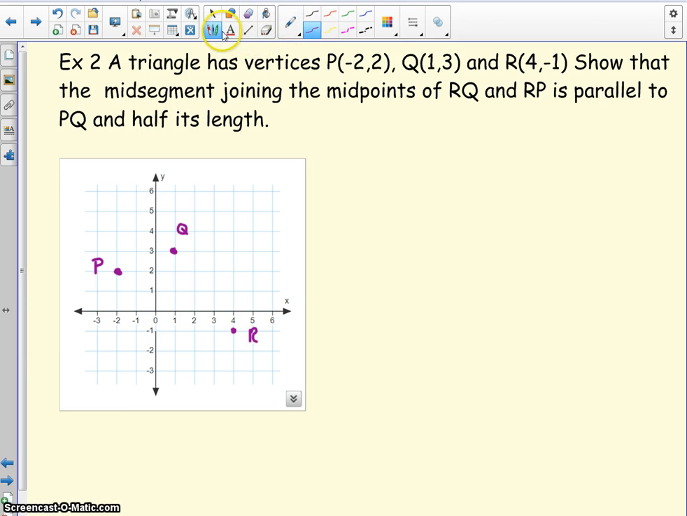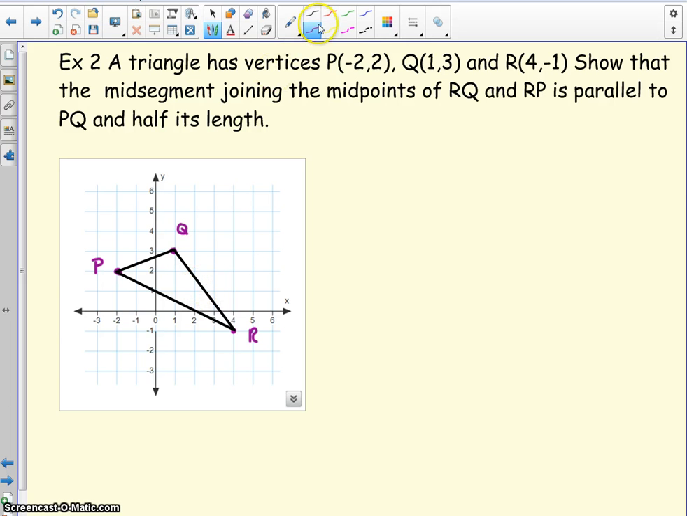Okay, and I want you to show, so again, it tells you what it wants you to show. The mid-segment joining the midpoints of RQ and RP is parallel to PQ and half its length. Now it seems like a mouthful to say, but let's just try and go through it slowly so we can figure out what it's saying. So you want to show the mid-segment, and it says this mid-segment joins the midpoints of RQ and RP. So somewhere along RQ you're going to have a midpoint.